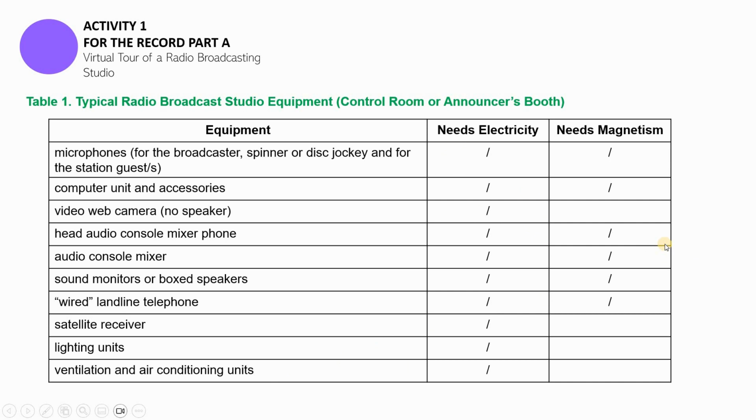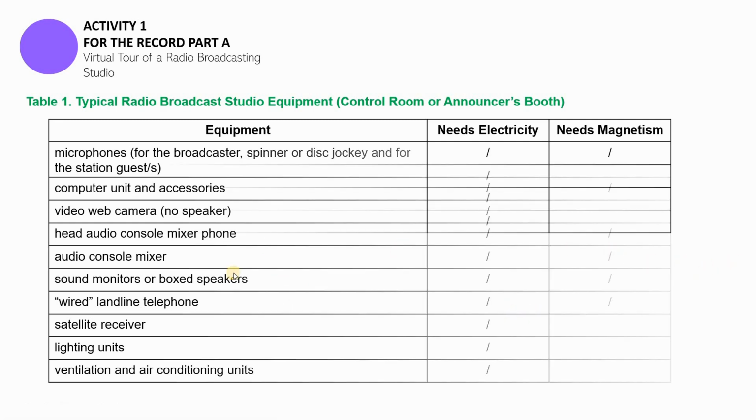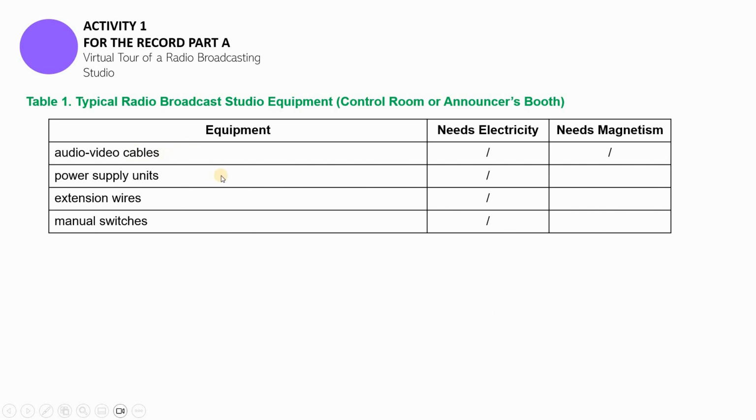Now, this table is not very conclusive. These are just suggested answers. So for example, if we have new types of devices, or maybe there are corrections, we can always talk about them inside our classroom. The next set of equipment that you can see inside the control room or an announcer's booth are the following. So you can see audio video cables, power supply units, extension wires, and manual switches.